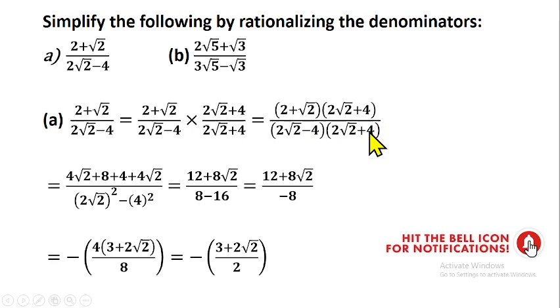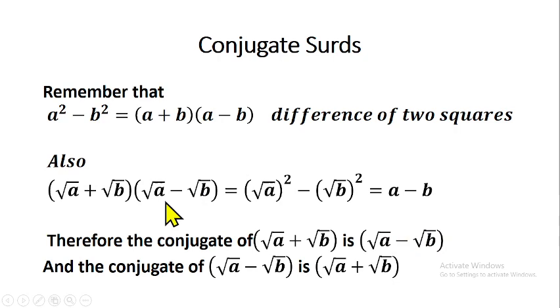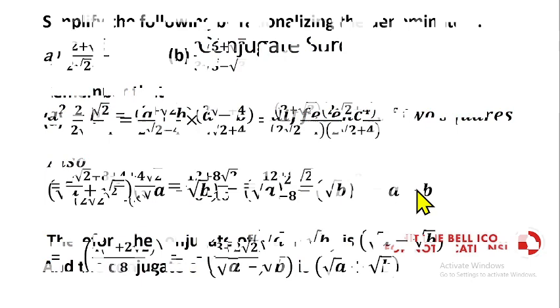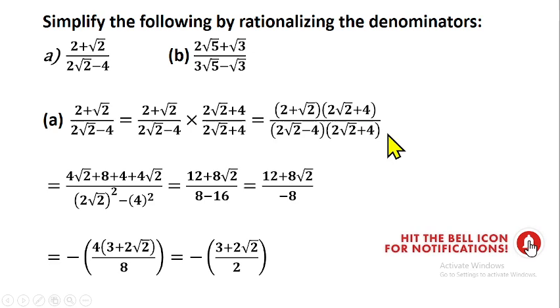Look at the denominator. What can you say about the two brackets in the denominator? What can you say about it? I'll give you a second. Look at the denominator. What does it look like? It's a difference of two squares, just like this. So you can apply the difference of two squares to solve this denominator. Instead of opening the brackets one after the other, you can just apply the rule of difference of two squares to it, by saying this one squared minus 4 squared.